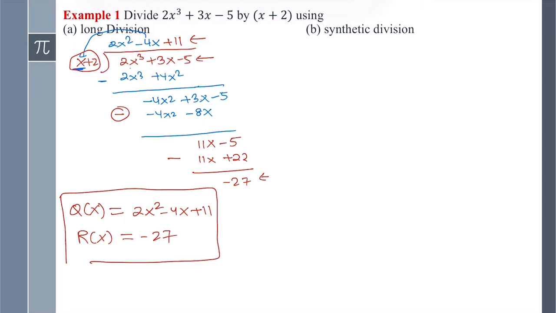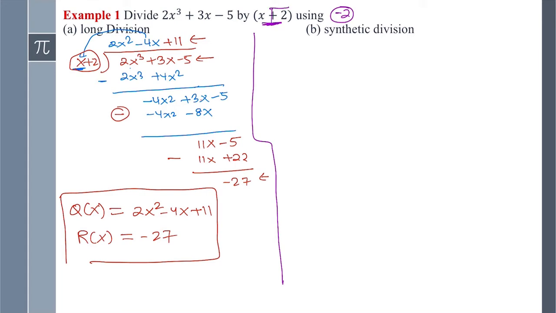Now what we're going to do next is use a shortcut way to divide this, which is called synthetic division. The first thing we need to do is write the divisor in the form x minus a. We have x plus 2, so this can be written as x minus negative 2. That means a is negative 2. Or the easy way to think about this is we find the 0 of this factor. The 0 of x plus 2 is just negative 2. That's the number that we are going to take.